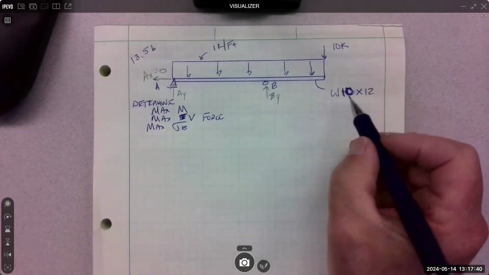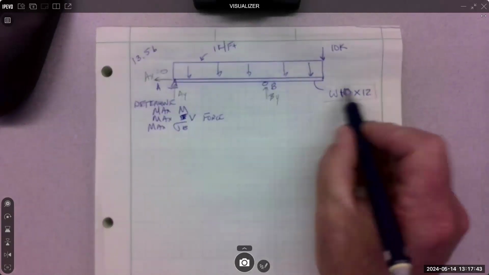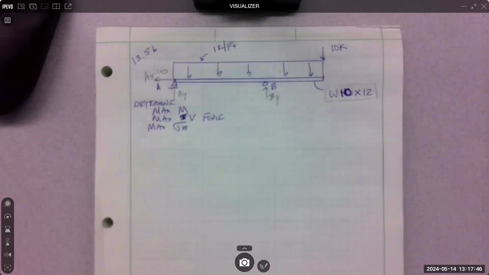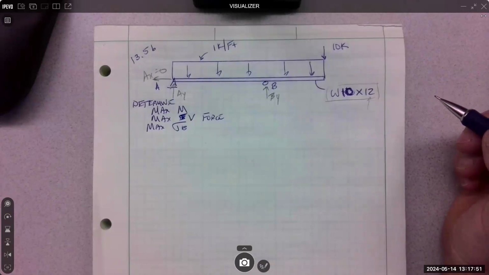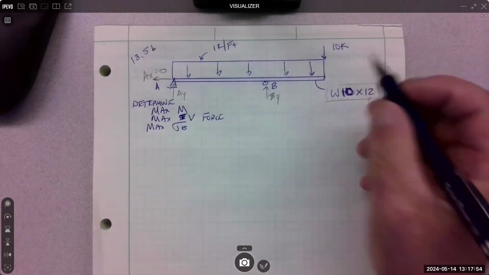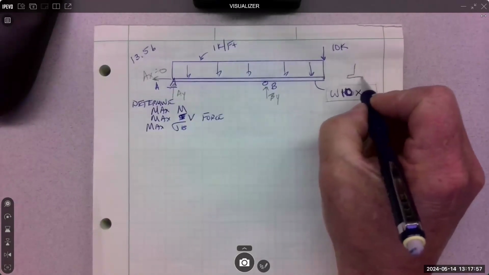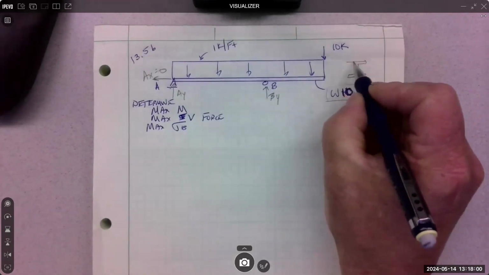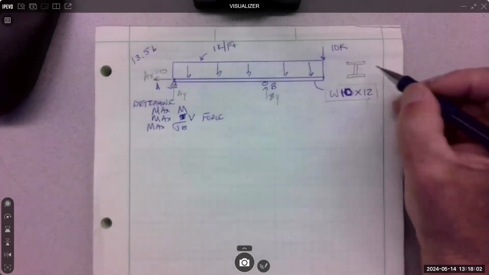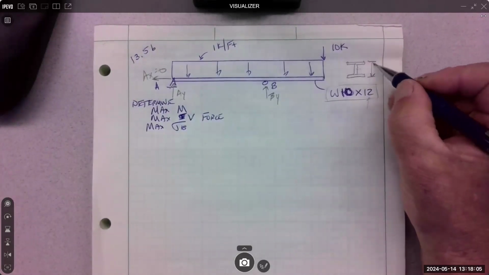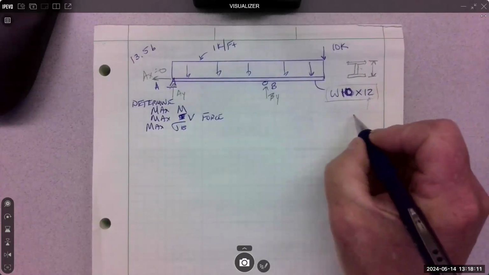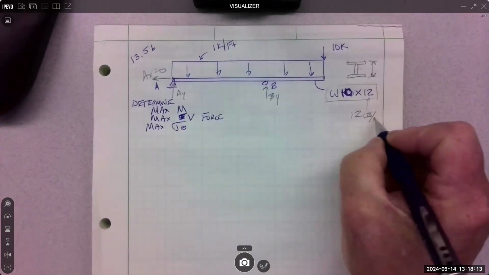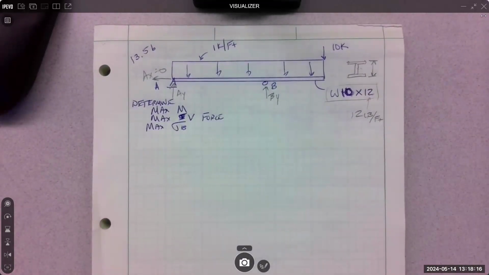So when a W shape's called out, 10 by 12, what's the 12 stand for? Anyone remember? It's not the length. A W shape looks like this, and 10 is the top to bottom. It's nominal, so we always look it up. But 12 is the weight, 12 pounds per foot. The second number is always the weight.